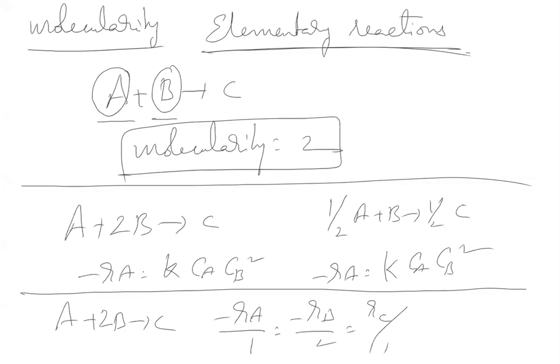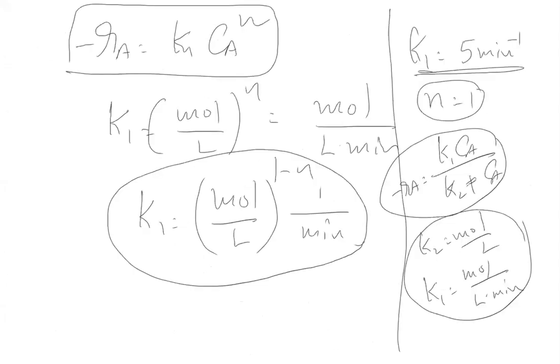So previous boards means you want this board. A plus 2B: the molecularity remains the same, 2, because 2 different molecules are participating in the reaction.